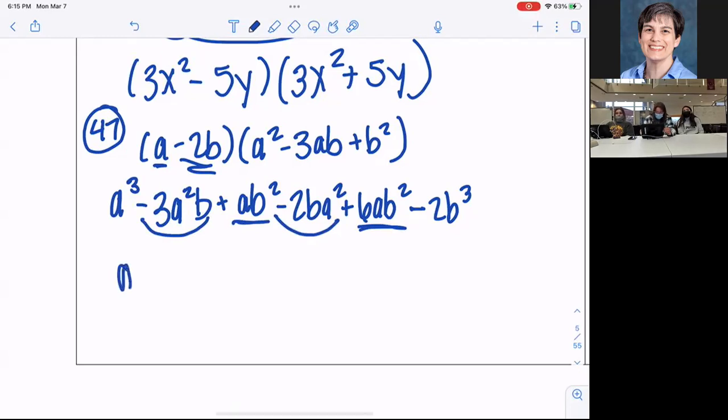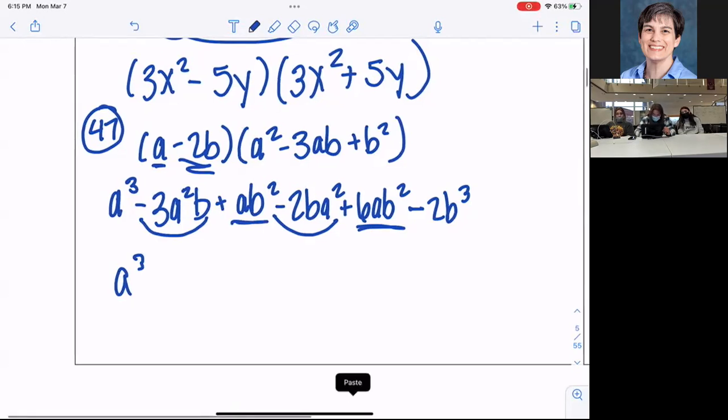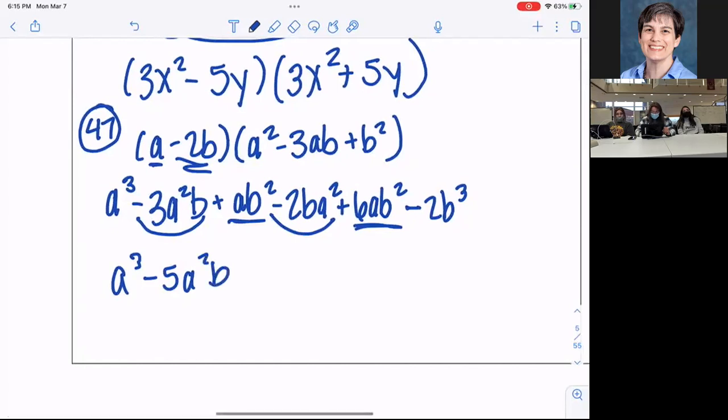So I've got my a cubed. That's not an a. I've got my a cubed. And then I'm going to say, okay, negative 3a squared b plus negative 2a squared b is going to be negative 5a squared b, right? Then I have these two like terms. So ab squared plus 6ab squared is going to be plus 7ab squared. And then we got that last term in the end. And here's your answer.